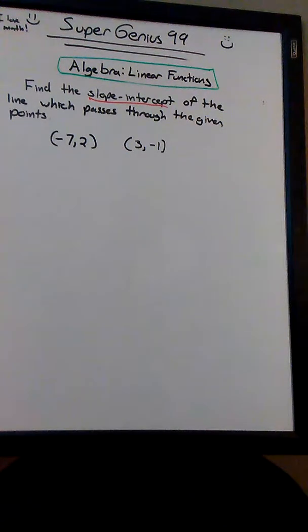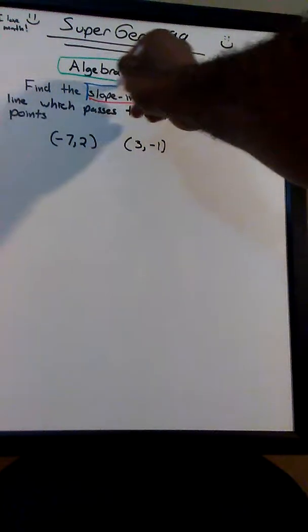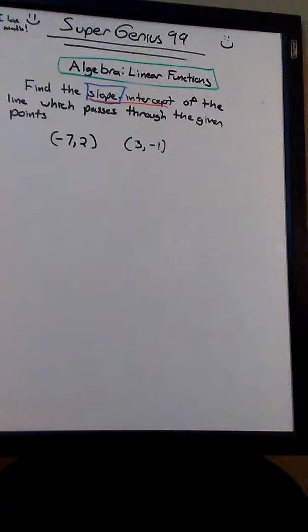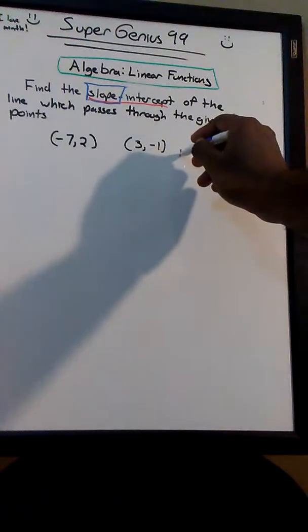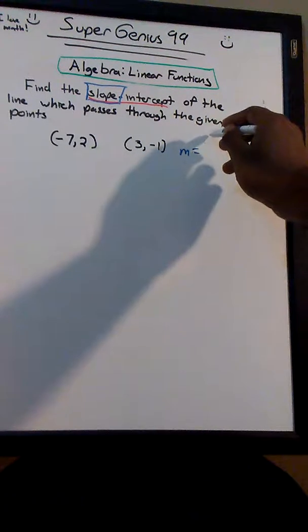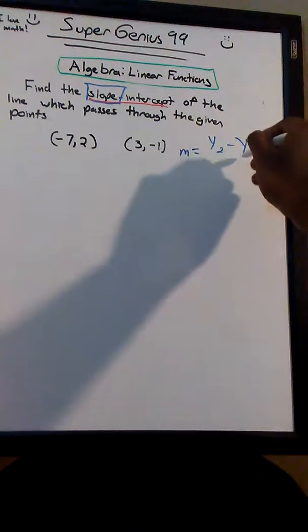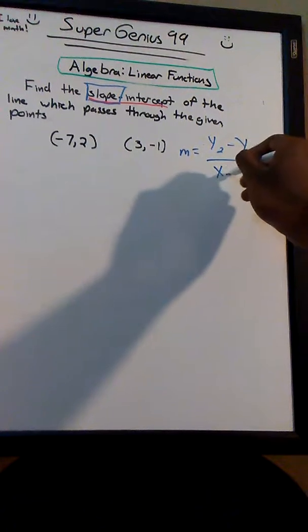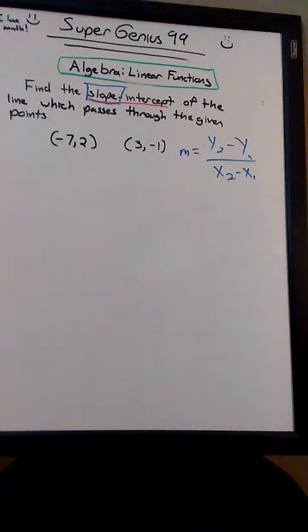Okay, so what is your slope intercept form? Okay, so first of all, in order to have a slope intercept form, we got to know what? The slope. Okay, so first let's figure out what the slope is. Okay, and how do we find the slope given 2 points? Remember, we let m represent the slope. It's y2 minus y1 over x2 minus x1.